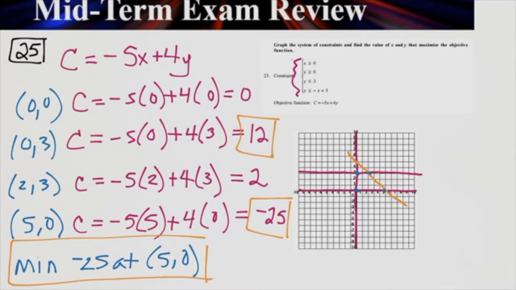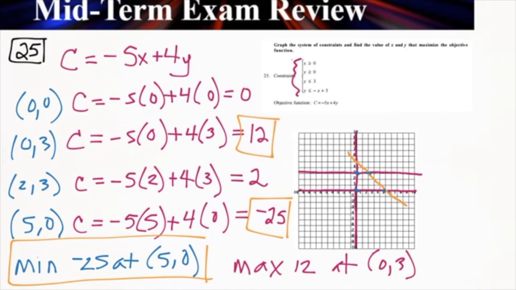Okay, so let's do the maximum. The maximum is 12, and it occurs at 0, 3. Because they may ask you, where does the maximum occur? So you've got to give the location and what the maximum number would be. Okay? All right, let's try the next.